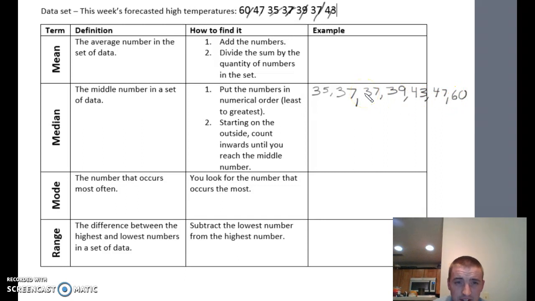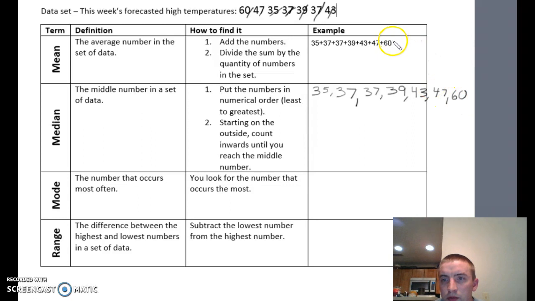So, to find the mean, we're going to add them all up. So I'm going to go 35 plus 37 plus 37 plus 39 plus 43, plus 47, plus 60. All right, so go ahead and pause the video and add up your sum. All right, so when you add them all up here, you should get 298.